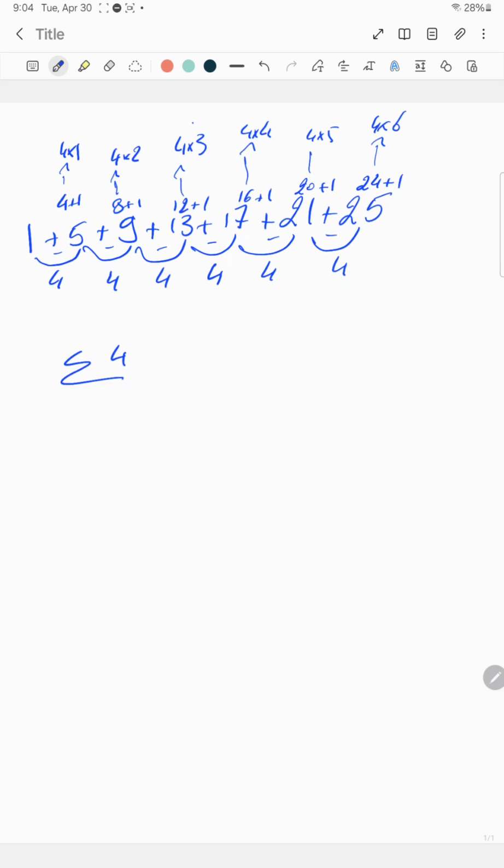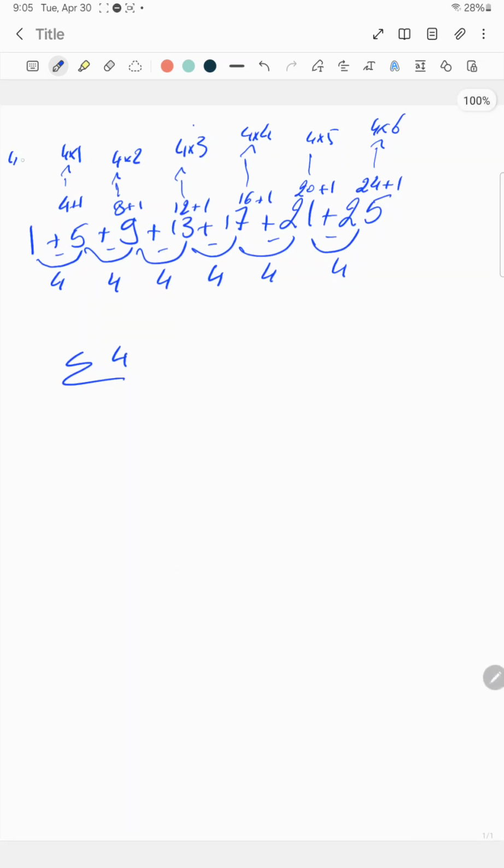I know I have 1, 2, 3, 4, 5, 6, 7 terms, yeah? And the 1 here is 4 times 0 plus 1. So the 5 is 4 times 1 plus 1, the 9 is 4 times 2 plus 1, and so on. So I know it is 4i plus 1. And because the first one is times 0, I will put i from 0 to 6 because I have 7 terms.